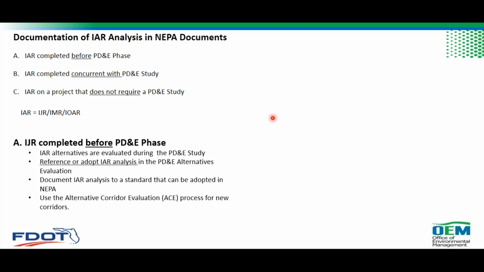Our goal is to reference or adopt IAR analysis in the PD&E alternative evaluation, which means that we have to prepare the IAR analysis, which is done before the PD&E study, in a standard which can be adopted into NEPA. Federal regulations and federal statute, Title 23 USC 168, has 10 conditions which have to be met for a planning product to be adopted in the NEPA review process. So our goal is to make sure that the projects have met those 10 conditions and we can move ahead and reference it.